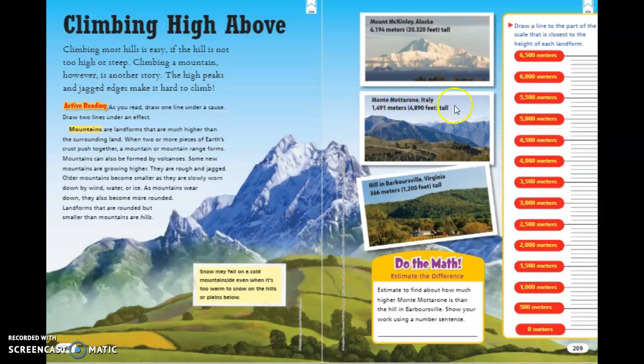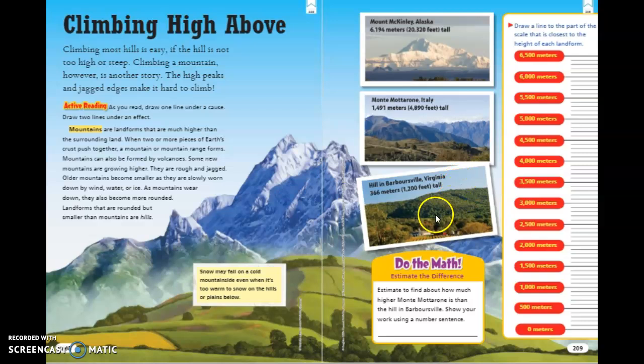The second picture is Mount Matrone. It is 1,491 meters. That is roughly 1,500 meters. Now I'm going to look back at my scale. I'm going to find where it says 1,500 meters. I'm going to draw a line from that tick mark, and I'm going to write Mount Matrone.